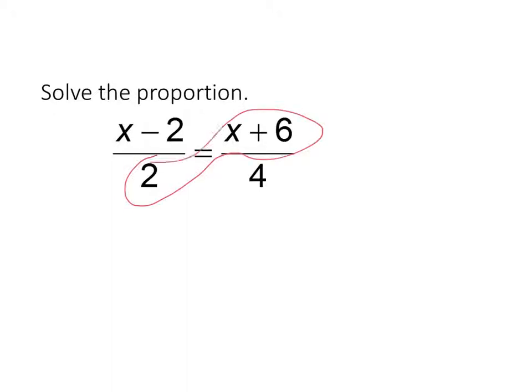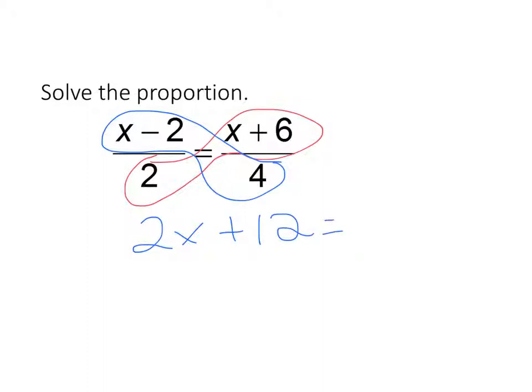All right, next example. 2 times x plus 6, so remember the 2 distributes to both of those terms. And then 4 times x minus 2, 4 distributes to both of those terms. So 2 times x is 2x, 2 times 6 is 12. And then we have 4 times x, which is 4x, and 4 times negative 2, which is negative 8.